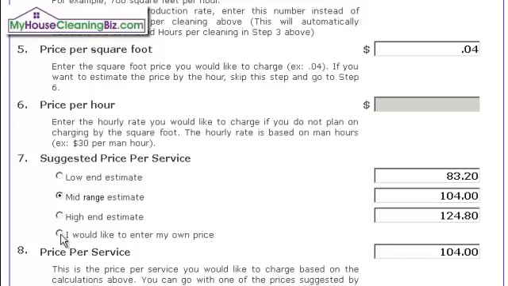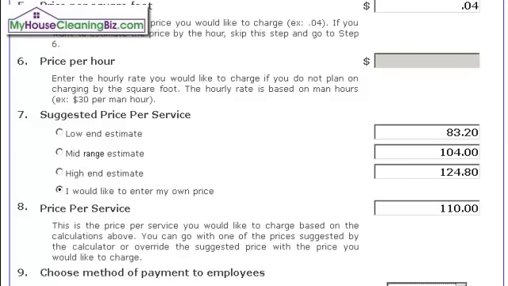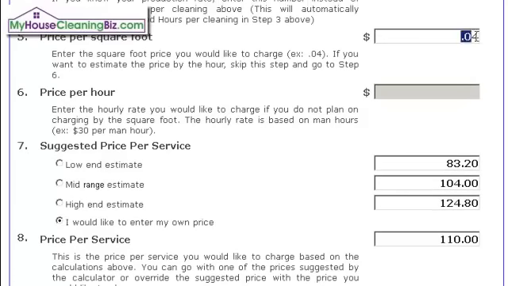Or you can also click I would like to enter my own price. So let's say that you want to charge somewhere in between these numbers, and you're going to charge $110. So if you want to charge $110, you can enter that. Now if we decide to enter a price per hour, which is what most people do, I'm just going to blank that out for a minute, and let's say we charge $30 an hour. Okay, so here's our pricing for that, for the $30 an hour. So let's just go with, well, we've got it checked with I want to enter my own price, so let's just say we're going to charge $100 for this one.